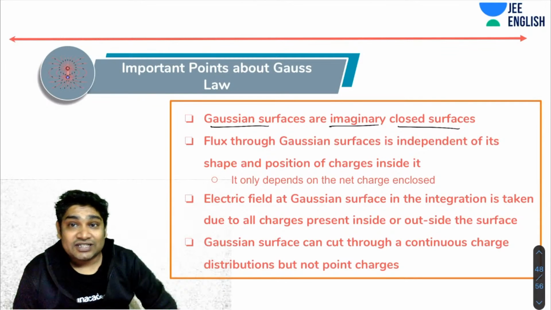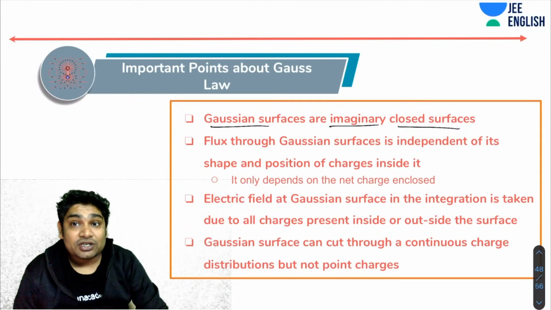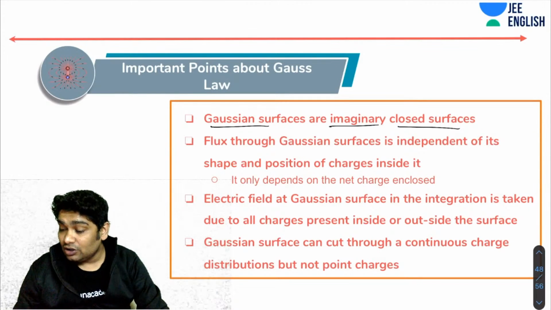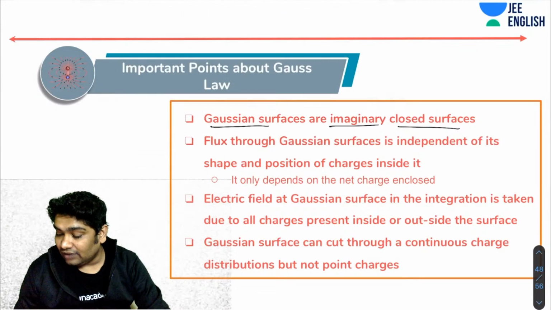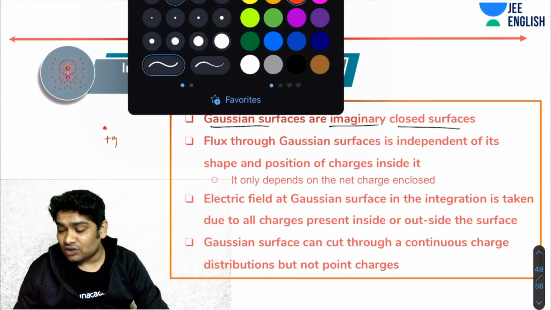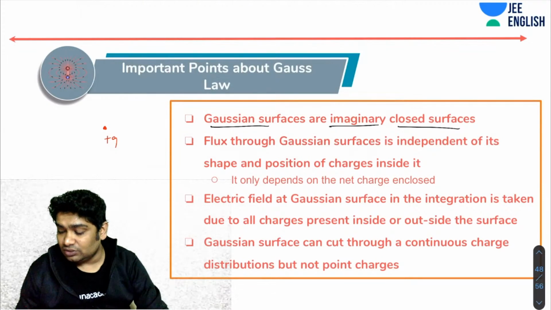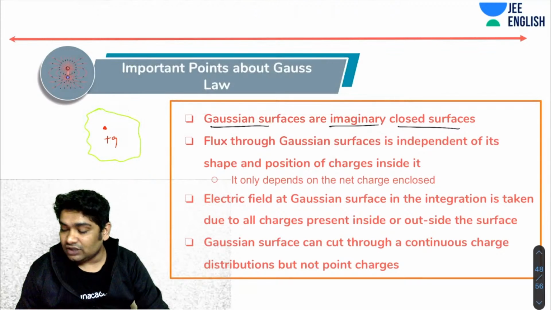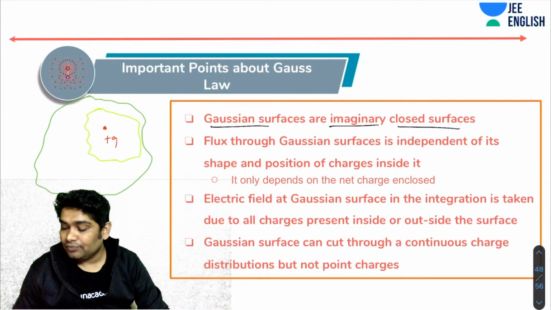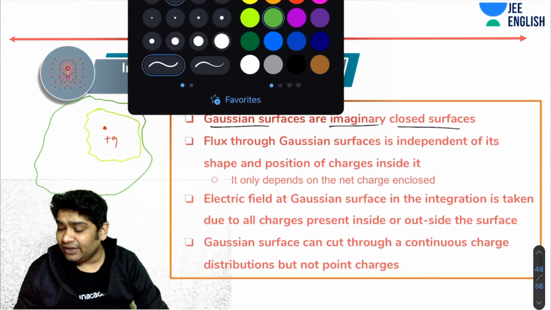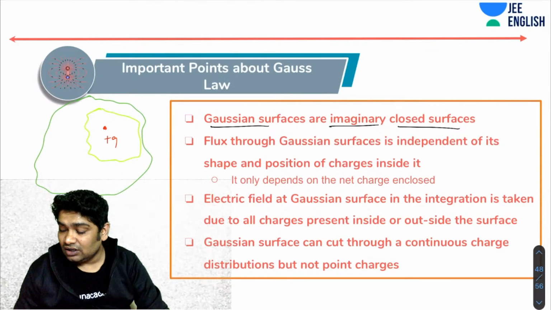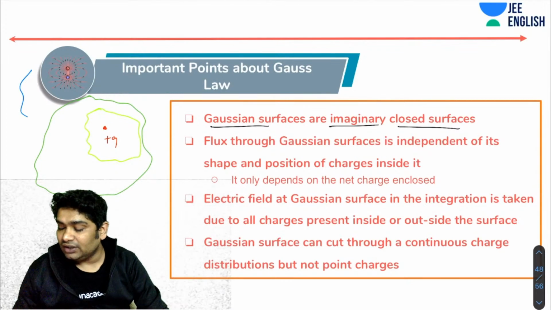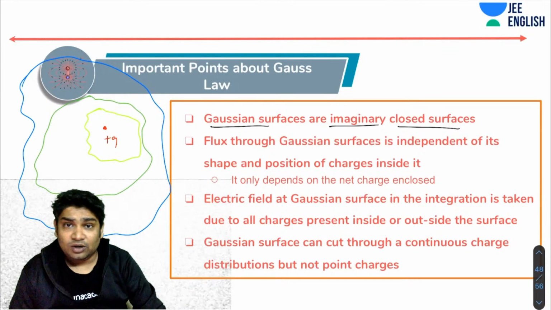Flux through Gaussian surfaces is independent of the shape and position of the charges inside. Very, very important. So if you have a charge here, let's say plus Q, now you can have various Gaussian surfaces. Let's assume you had a Gaussian surface like this, and another Gaussian surface like this. You may have various kinds of Gaussian surfaces. Doesn't really matter. The flux through all these surfaces would be Q over epsilon naught only.